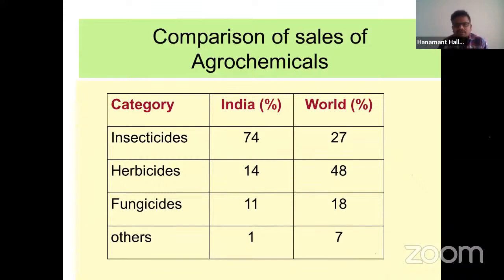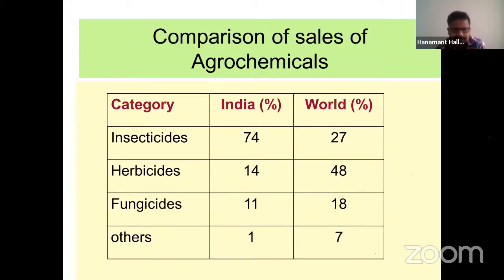So just for refreshment, this is the comparison of sale of agrochemicals. If you take it category wise, as I discussed, in India the sale of insecticide is 74% of the different chemicals, whereas worldwide insecticide sale is very less compared to the Indian scenario. Whereas the herbicide scenario is exactly the reverse of insecticide. Globally, India is using a lesser percentage of herbicides, but the other world is using more and more herbicide chemicals.